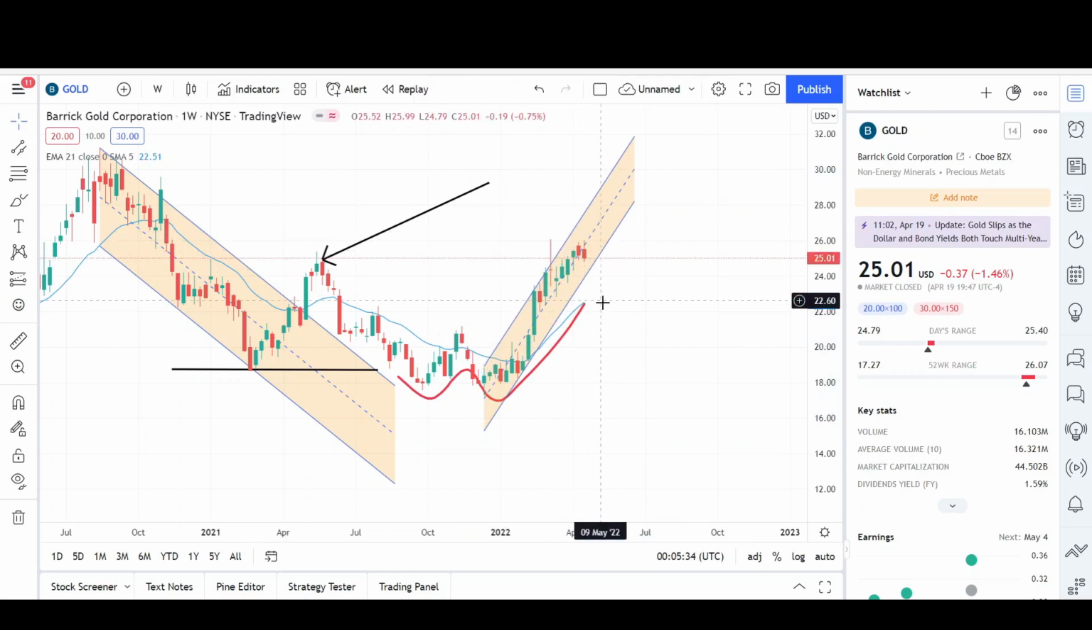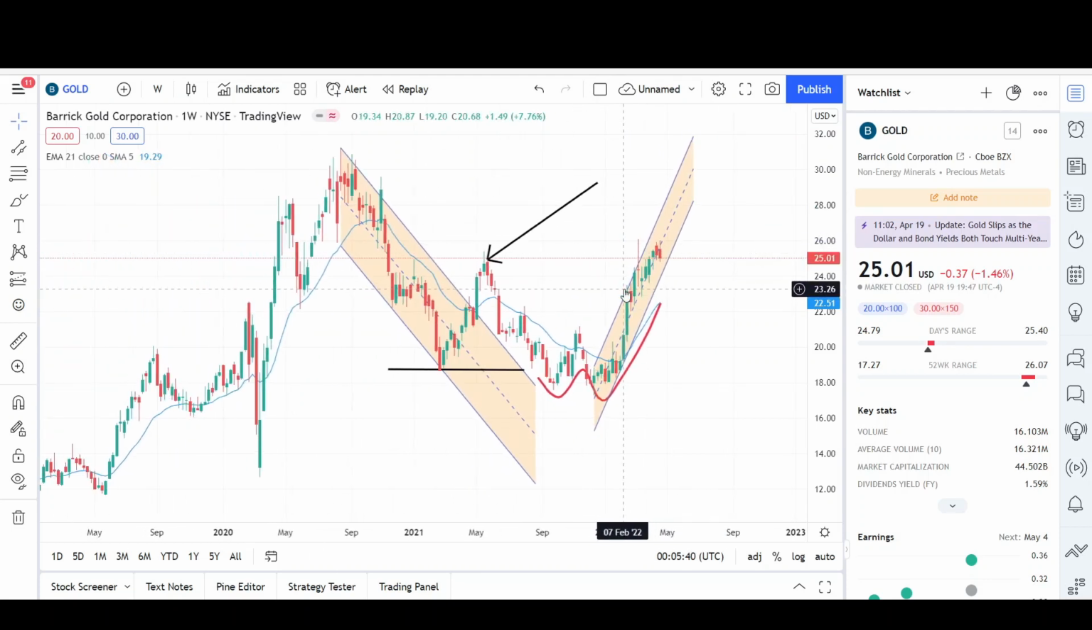You don't want to be entering this far away from the EMA, especially since we're kind of near the high, so you want to wait for a bigger pullback. But I'm looking for higher prices.